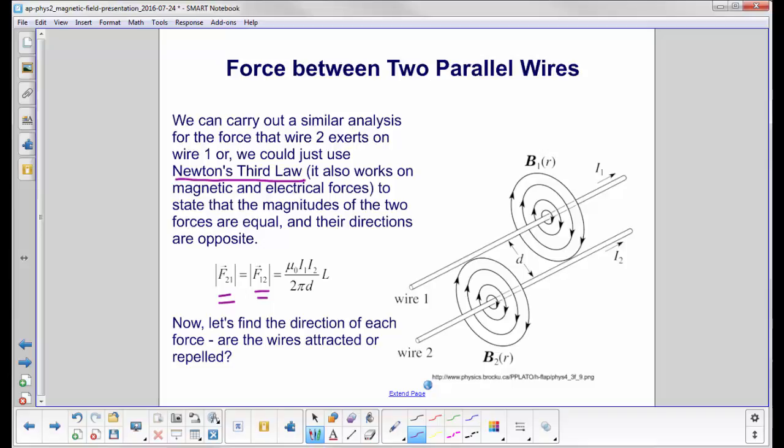Now we have to find out what is the direction of the force. Are the wires attracted or repelled? For example, you could have equal and opposite forces like that, according to Newton's third law. That's valid. Or the forces could be like this. Newton's third law is not telling us which ones they are, so we have to use another technique to find that out.